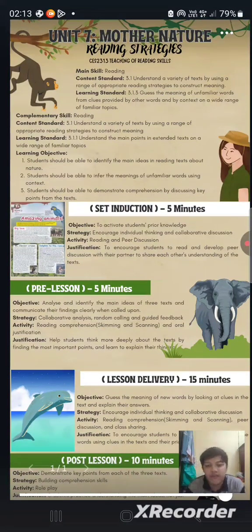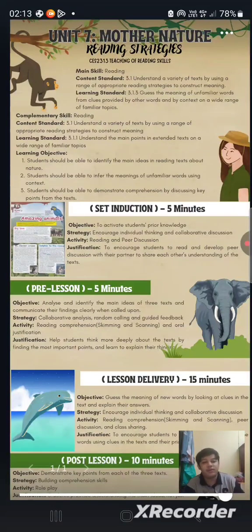For the first one, students should be able to identify the main ideas in reading texts about nature. So that is for pre-lesson. The second one is students should be able to infer the meaning of unfamiliar words using context, and that is for lesson delivery. And the third one is students should be able to demonstrate comprehension by discussing key points from the text, and that is for post lesson.